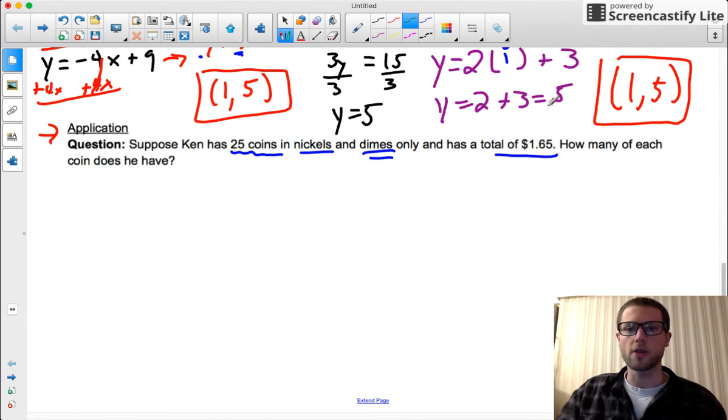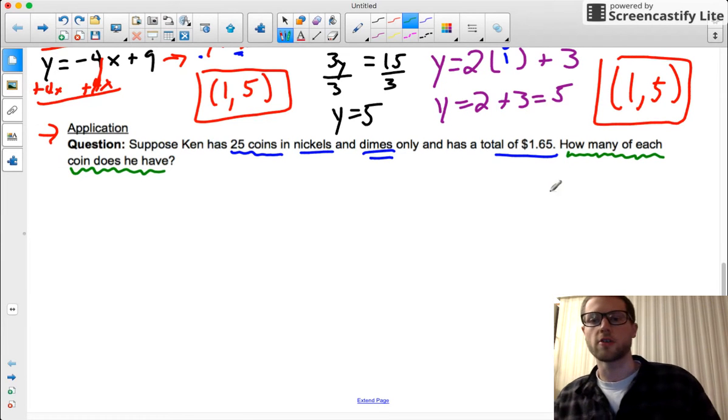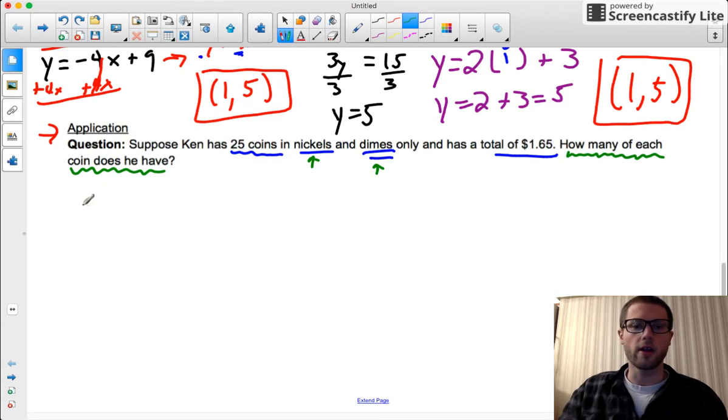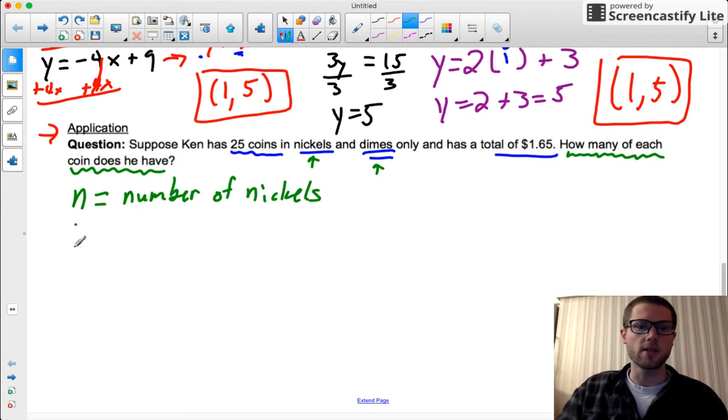Well, with these application problems, that final question is where our variables lie, or those things we're trying to figure out lie. So if we're asked at the end here, how many of each coin does he have? Well, the things that we're trying to figure out are the number of coins. And which coins? It's nickels and dimes. So when we declare some variables here, let's declare n is going to equal the number of nickels. And let's say that d then equals the number of dimes.